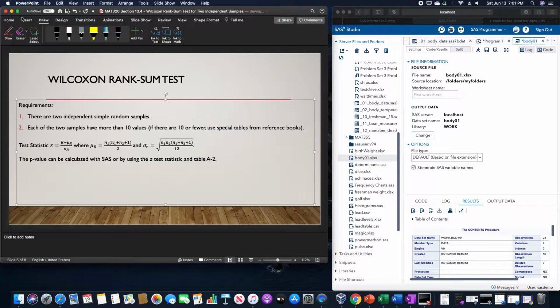The test statistic that we have for this test is the value of Z, which is R minus the mean of R divided by the standard deviation of R, where the mean of R is N(1) times N(1) plus N(2) plus 1 divided by 2. And the standard deviation of R is equal to the square root of N(1) times N(2) times N(1) plus N(2) plus 1 divided by 12. And the p-value can be calculated with SAS or by using the Z test statistic in table A2.